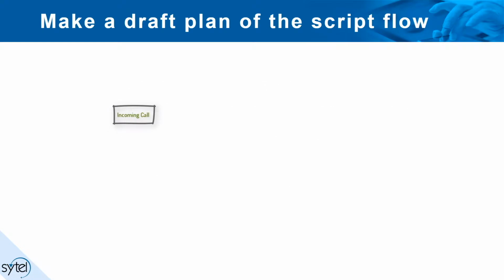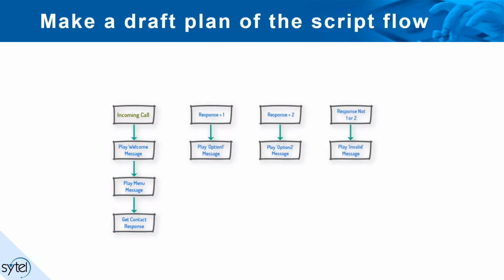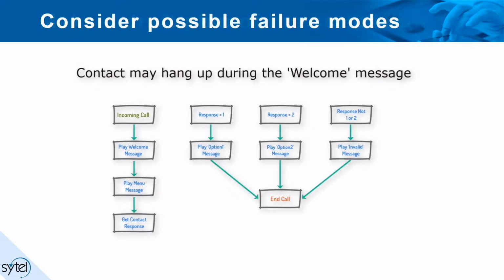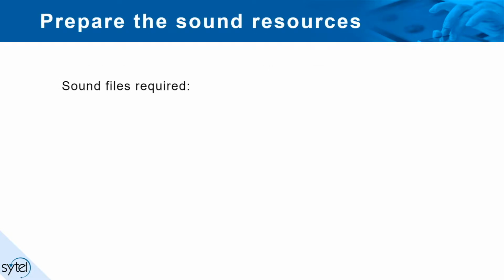It is very often helpful, particularly with more complex scripts, to draw out the script flow graphically, adding in any steps not covered in the written plan. This also makes it easier to spot any potential failure mechanisms and work out how to handle them in the design. The example here adds a path to end the call if the contact hangs up while we are playing the welcome message. Next, we need to prepare the sound files that will be required.